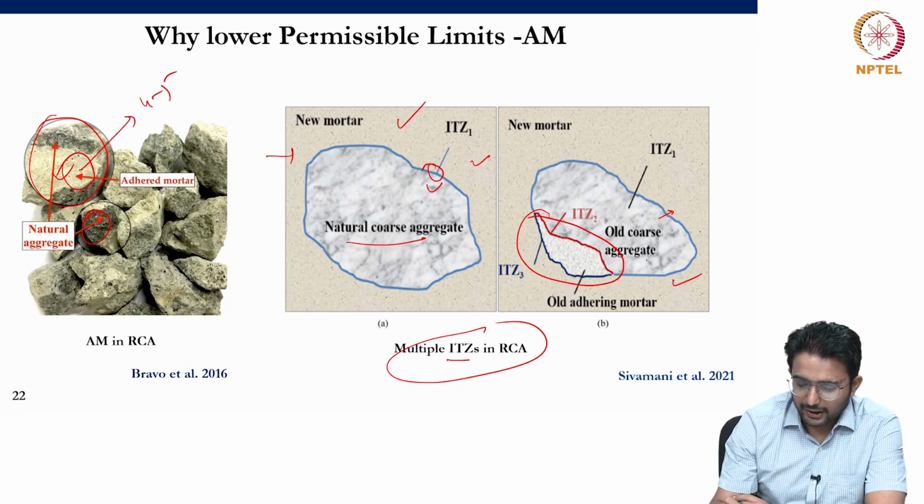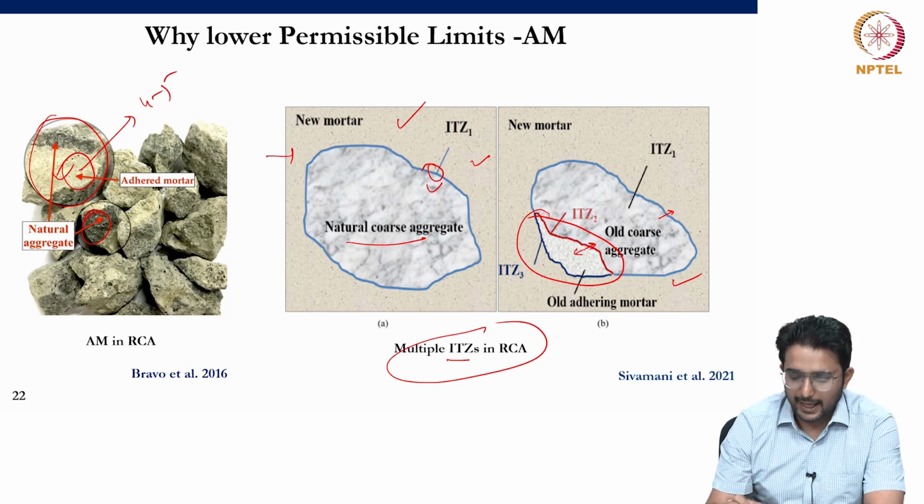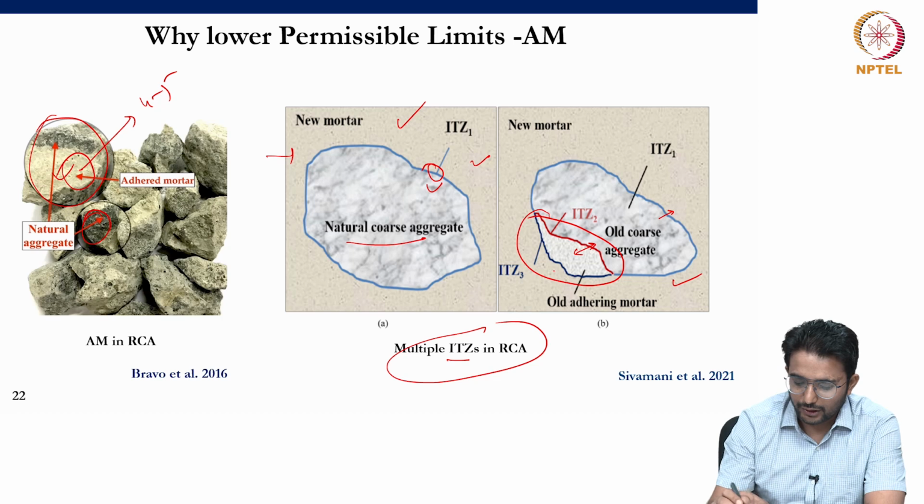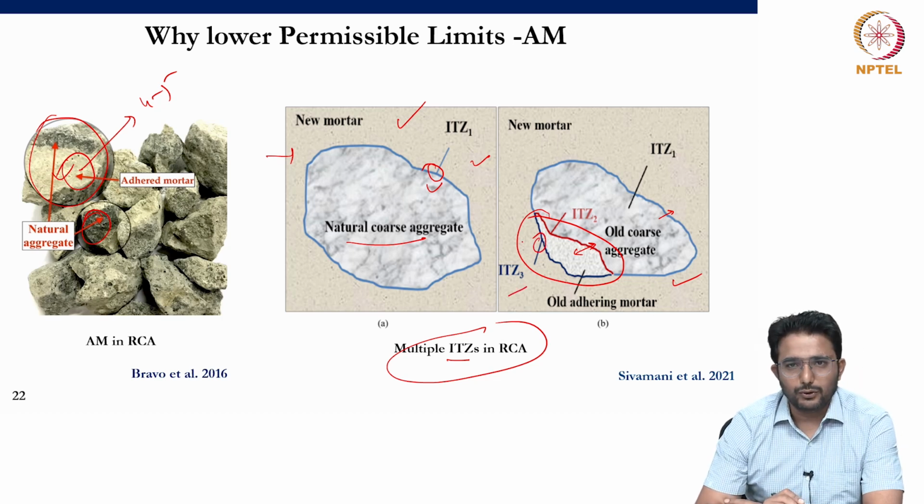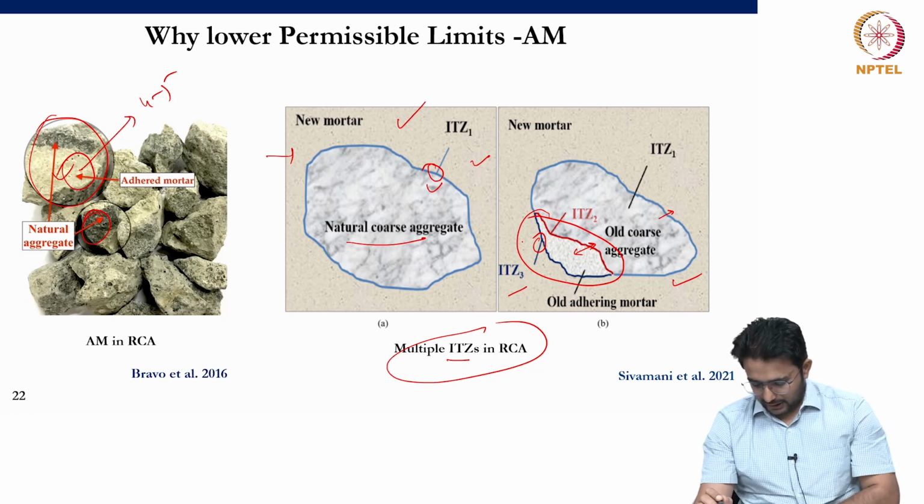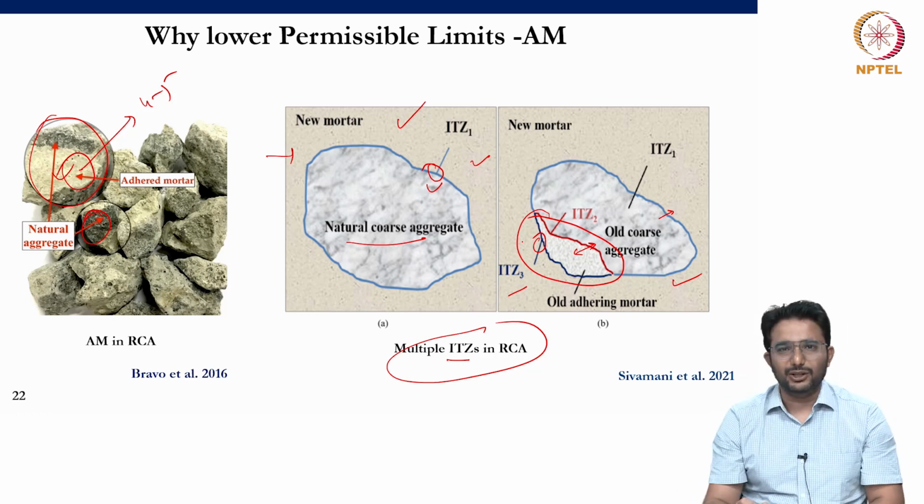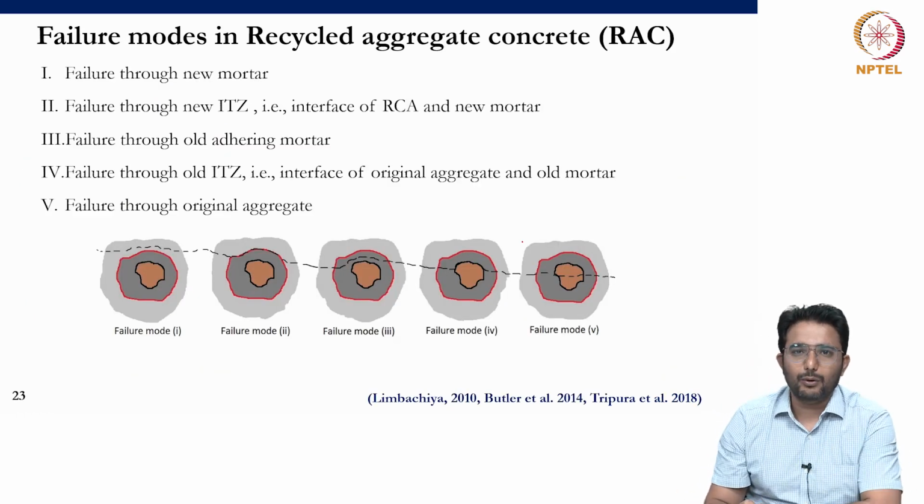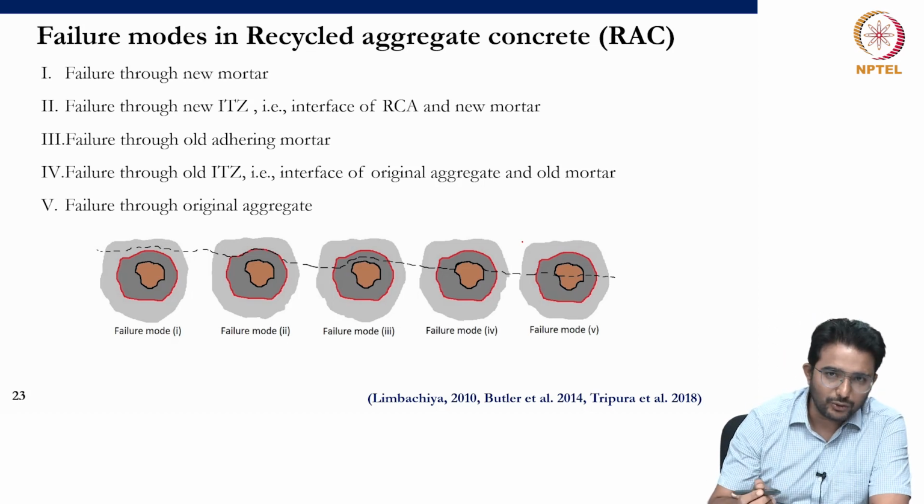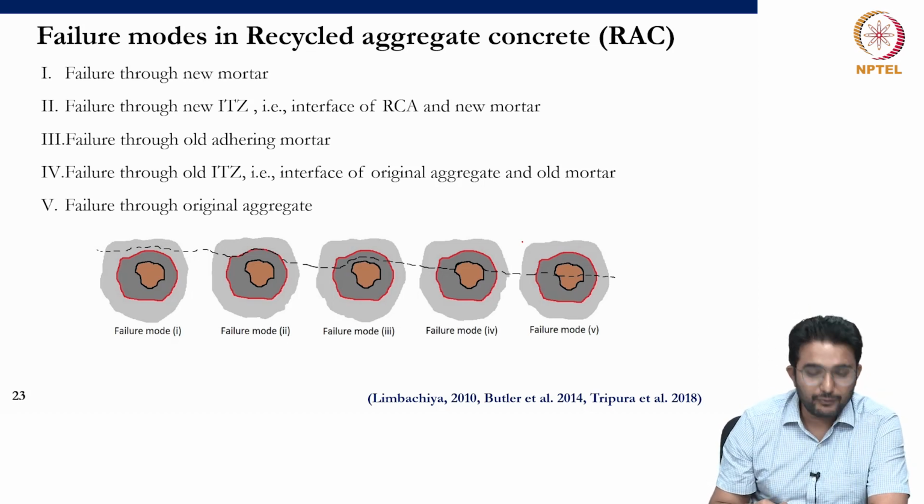The other interfacial transition will be between the old mortar and the old aggregate. And then the third interfacial transition zone could be between the new mortar and the old mortar. So obviously, when this system is loaded, the crack can propagate from different interfacial transition zones or between different matrices.